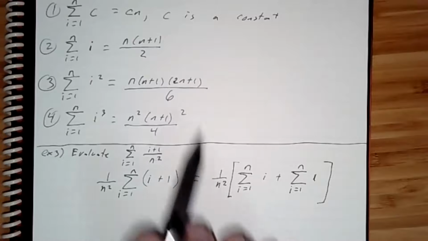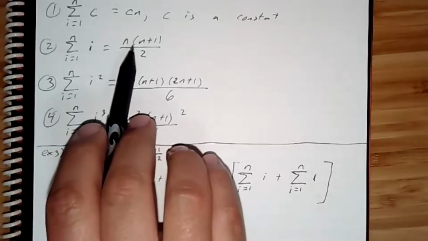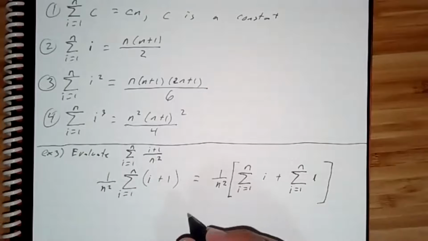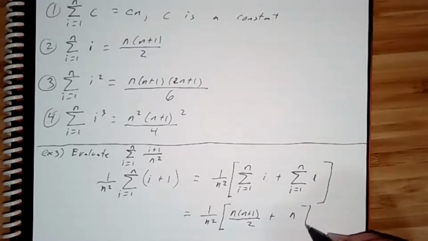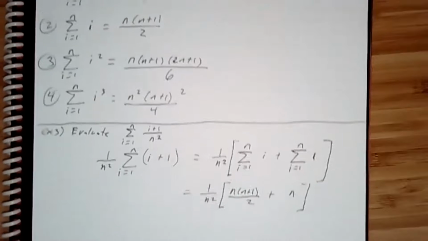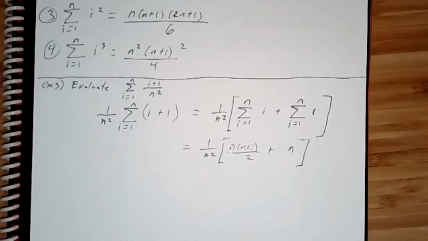No, the i we said is going to be this: n times n plus 1 over 2. So the answer will be n times n plus 1 over 2, plus n. That makes sense? I'm just using formulas. That's all we're doing.